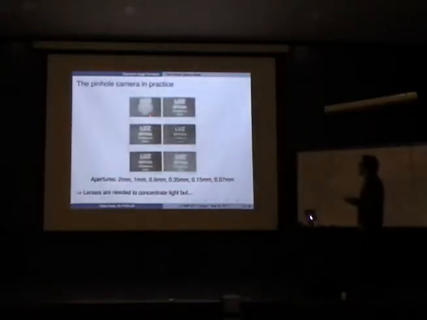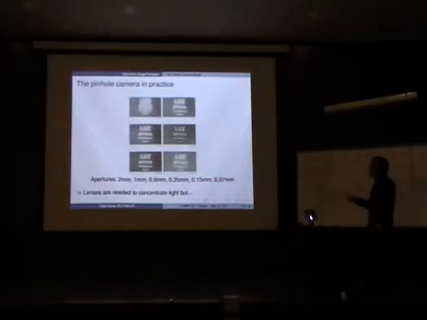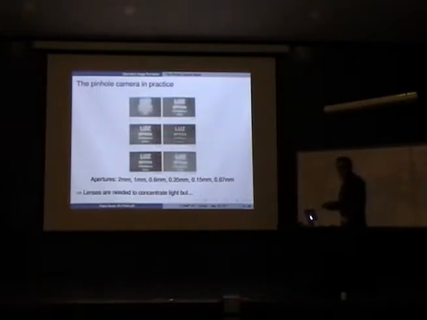So this is an example. This is a pinhole camera with different apertures. This is too large, so we have dispersion, until we reach this point. So we start decreasing the aperture. This seems to be the best one. But if we keep on decreasing, we start having diffraction. So dispersion on this side and diffraction on this side. So that's why we need lenses.